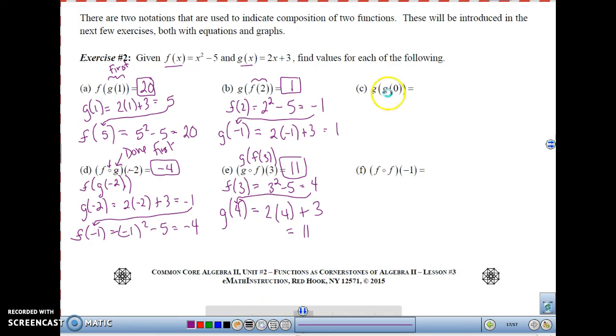Okay, now these last two, c and f, see if you can figure those out, and we'll go over them in class the next time we have class, and we'll move on to the next stuff. So work those two out and see what you get.